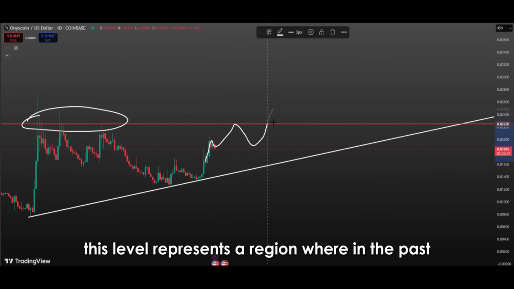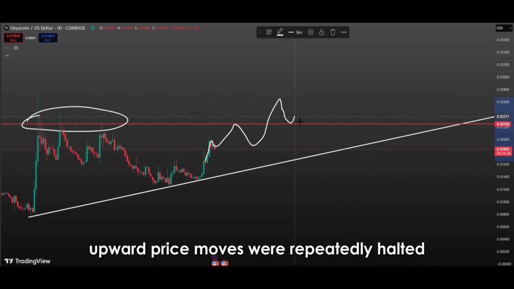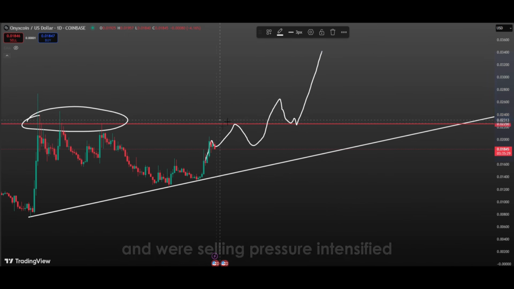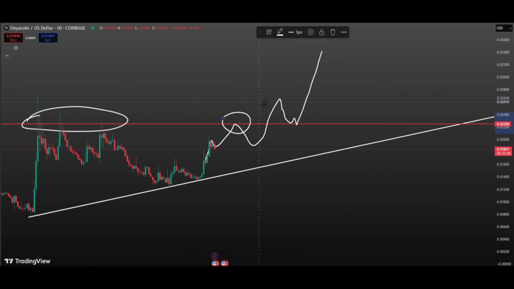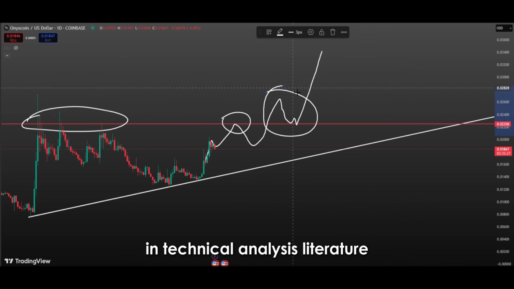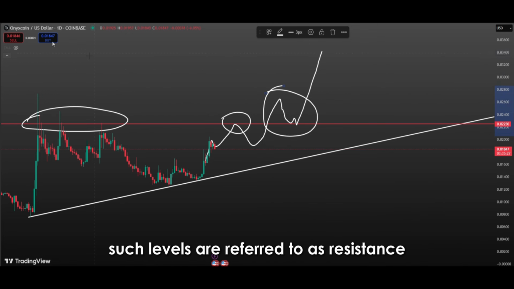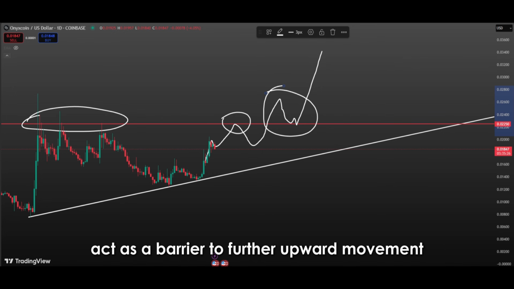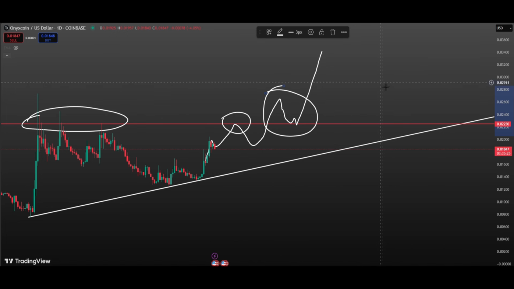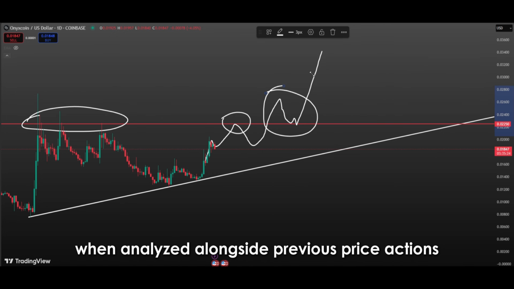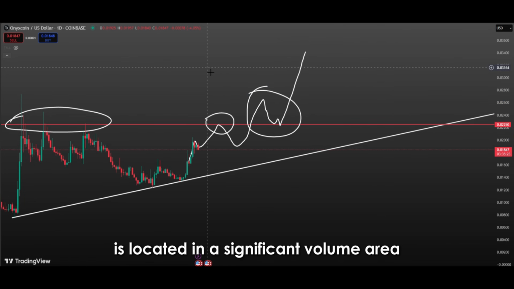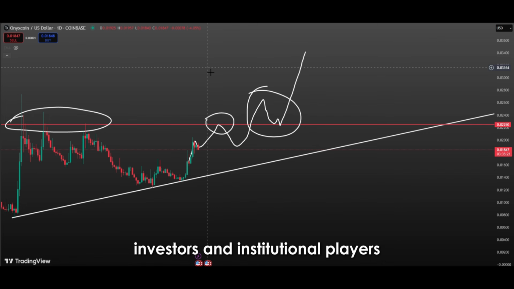This level represents a region where, in the past, upward price moves were repeatedly halted and where selling pressure intensified. In technical analysis literature, such levels are referred to as resistance and typically act as a barrier to further upward movement. This resistance level, when analyzed alongside previous price actions, is located in a significant volume area and is closely monitored by both retail investors and institutional players.